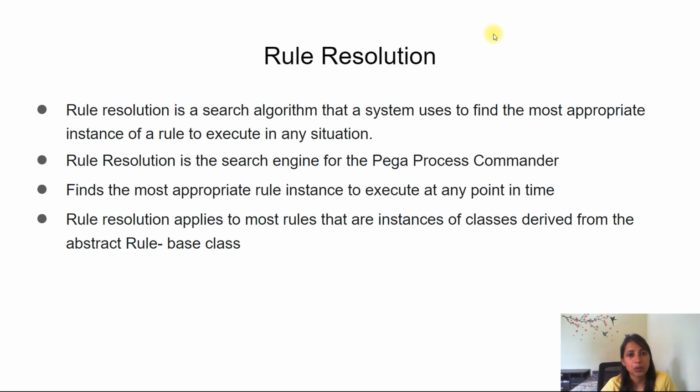It finds the most appropriate rule instance to execute at any point in time, and it applies to most rules that are instances of the classes derived from the abstract rule base classes. So obviously rule resolution is only for the rules, so some data instances will not come in the purview of rule resolution. Basically all the rules which are in the hierarchy of the Rule- classes would be covered in rule resolution. So that's what rule resolution is.